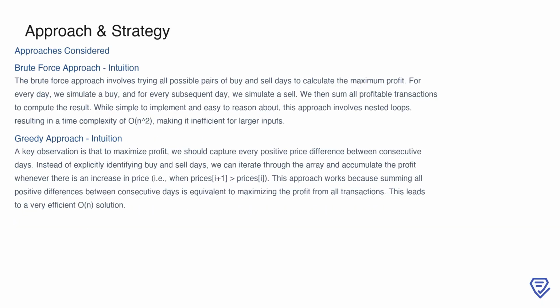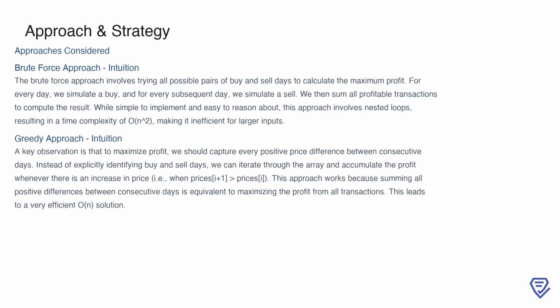To solve this problem, we first consider the brute force approach. The idea here is to simulate every possible pair of buy and sell days in the array. For each day, we assume a buy, and then for every following day, we simulate a sell. By summing up the profits from all these transactions, we can compute the maximum possible profit. However, this approach involves nested loops, which means the time complexity is O(n squared). While it's straightforward to understand, this method becomes impractical for larger arrays due to its inefficiency.